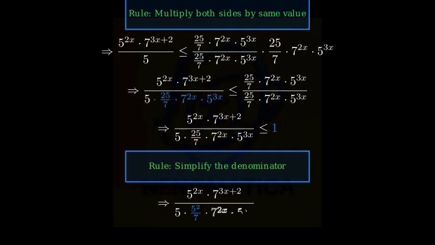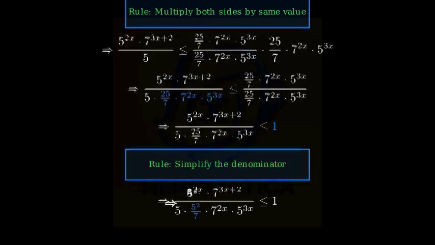We have 5 times 25 over 7, which equals 5 times 25 divided by 7. 25 is 5 squared, so altogether we get 5 cubed divided by 7. Let's rewrite this more clearly. In the denominator, we have 5 times 5 squared over 7 times 7 to the 2x times 5 to the 3x. Simplifying, we get 5 cubed over 7 times 7 to the 2x times 5 to the 3x.